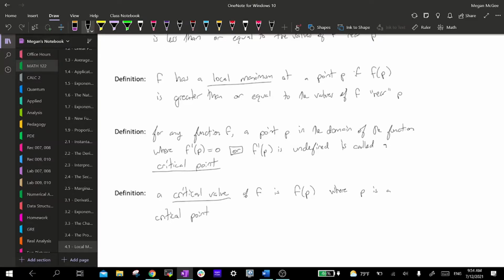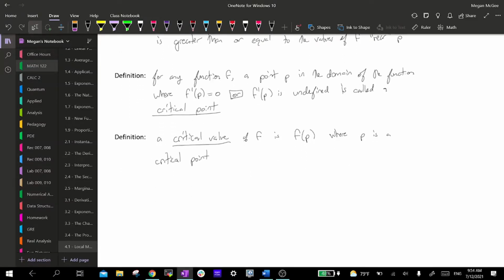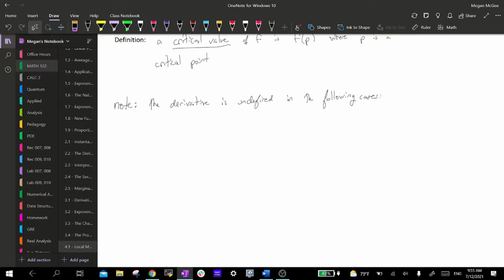So I said we were going to come back to a derivative being undefined. Alright, so now we're going to talk about that for a second. So the derivative is undefined in the following cases. Now this is not going to be an exhaustive list of cases, okay, but the most typical ones that we might run into. So let's say we have a parabola, okay, but there's like a hole in it.